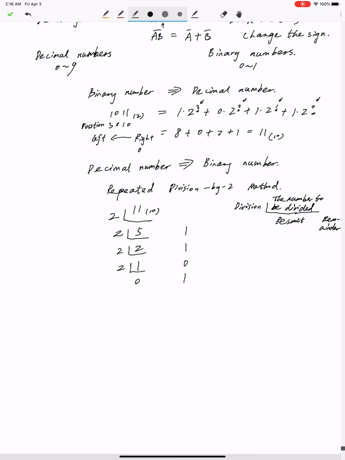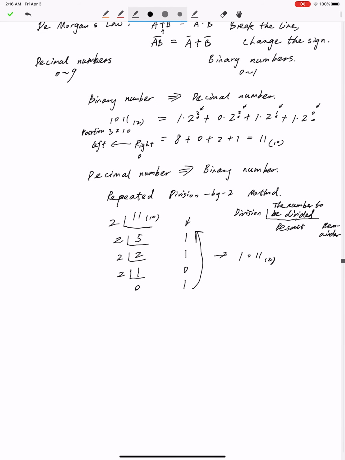And we said the binary representation of the decimal number lies in the remainders, and the order of this binary number is from bottom to top. So the binary representation of decimal 11 is 1011. Right, so this is the method how we convert binary numbers to decimal numbers, and how we convert it back, right?